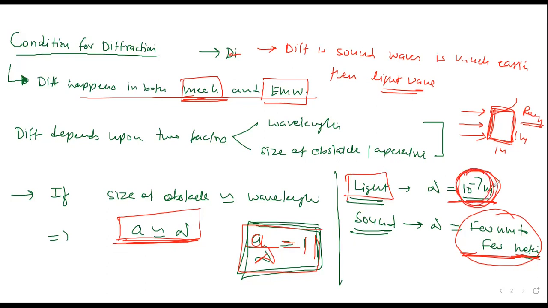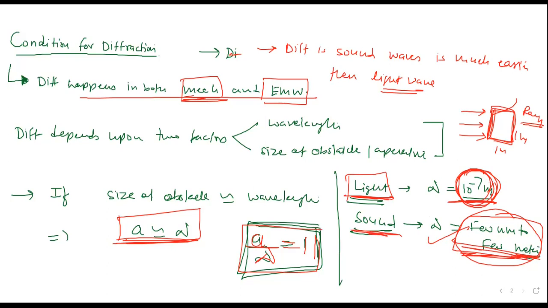So it's very hard to get diffraction in light. Big objects cannot do diffraction. We need a very, very small object of this size. But diffraction of sound is much easier, because the wavelength of sound is much, much more than your light wave. So diffraction of sound happens much more easily than light wave. Correct? Okay.